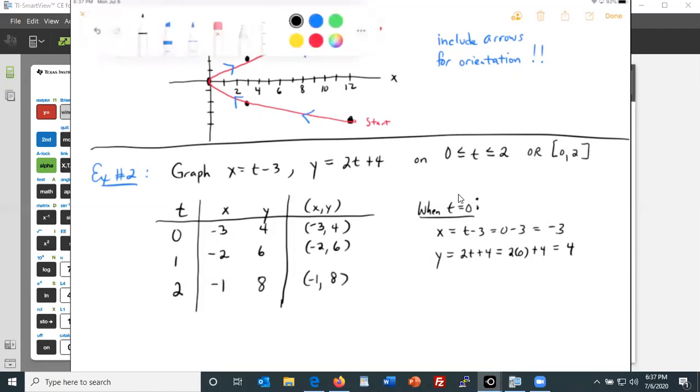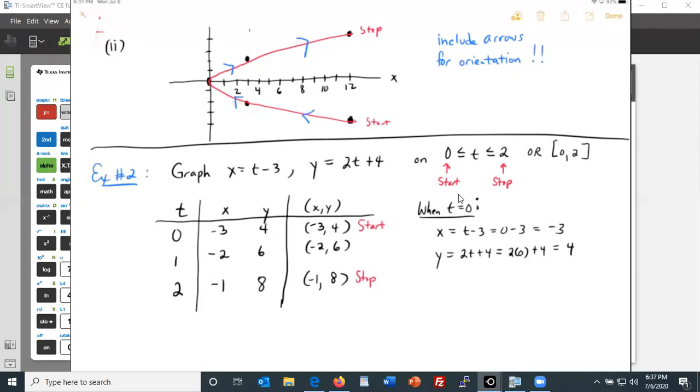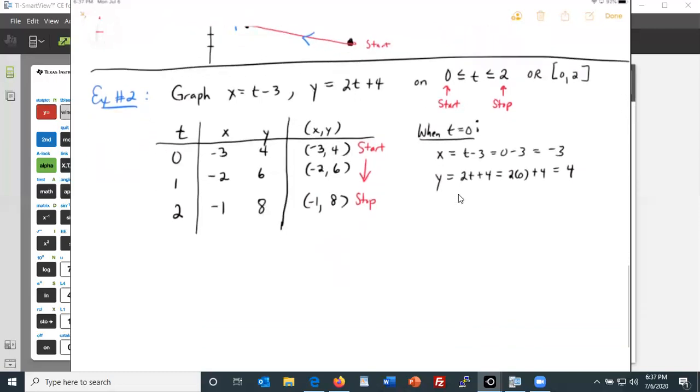All right, so again, just as a reminder about starting and stopping points. Our first value of t is start, and then your last value of t will be your stop. So that corresponds to the first row and the last row of the table. And that helps you figure out that as you plot the points, your direction will go from start to stop.